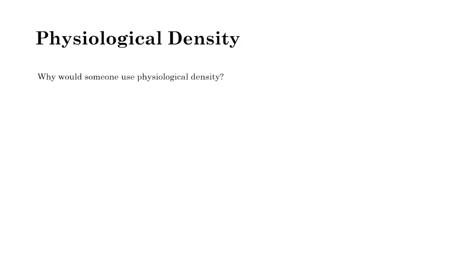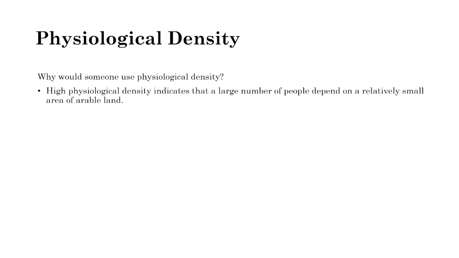So why would someone use physiological density? You've probably never heard of it. So you're like, why is this never important? If I've never heard of it, it must just be stupid. Well, a high physiological density indicates that a large number of people depend on a relatively small area of arable land. This is a great response for an FRQ. If College Board asks you something about physiological density on an FRQ, this may be a good response somewhere.